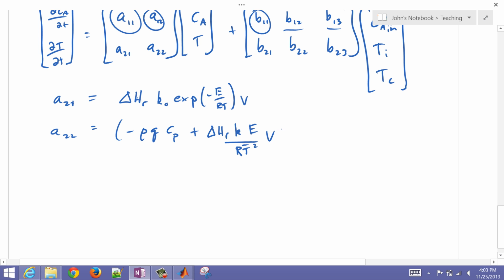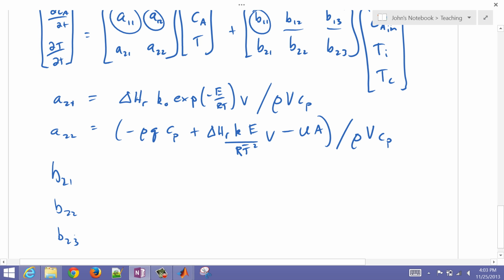And then I also have negative U over A. Actually, I forgot to divide through by the numerator part. Sorry, not with the numerator, but the term on the left-hand side of the expression next to the derivative. Okay, and then I could also do the same thing for B21, B22, and B23 as well.